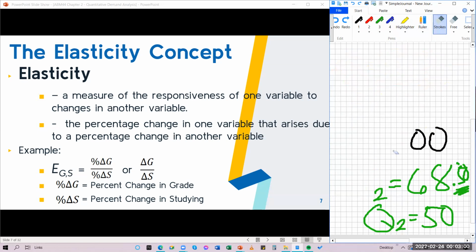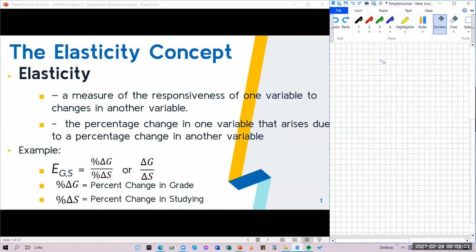So we also have another example. We have this one. As you can see, this is actually the formula of our elasticity.